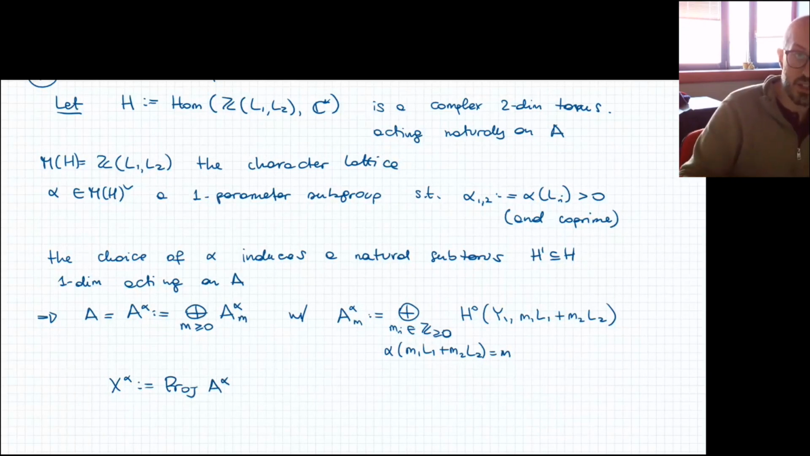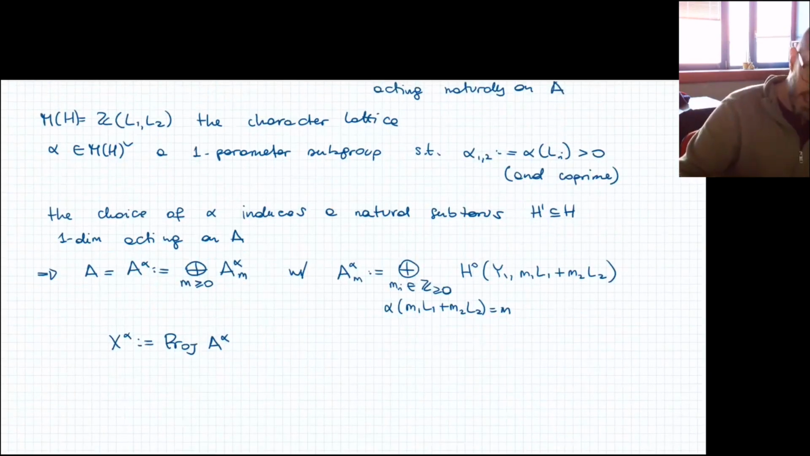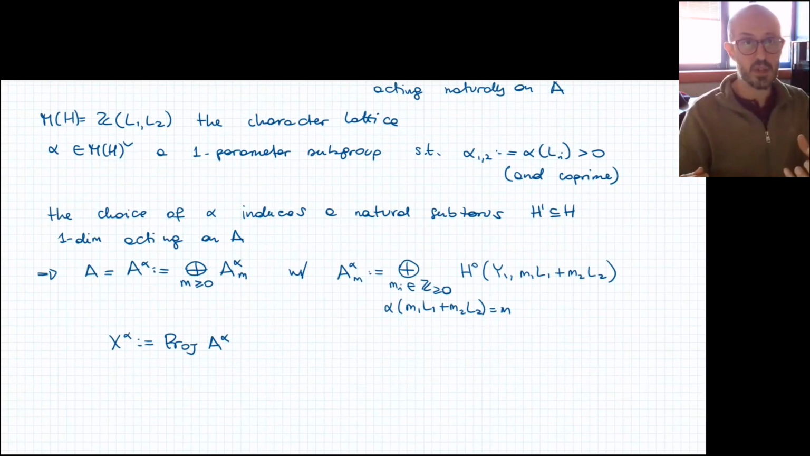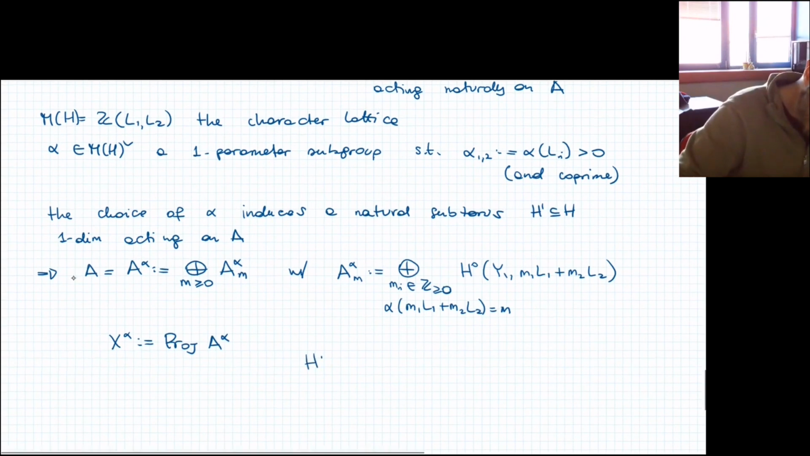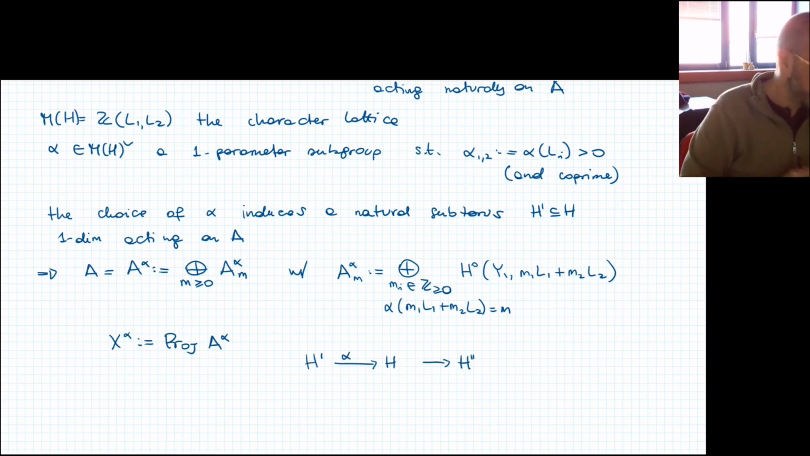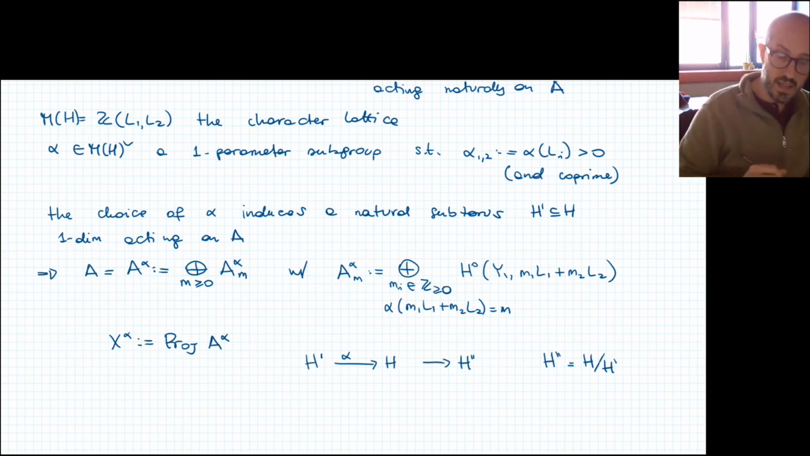And there is a natural sister action on X alpha given as the inclusion of this subtorus H prime into H. So we have an inclusion of H prime into H given by alpha. This is a quotient subtorus H second, and this H second acts on X alpha.